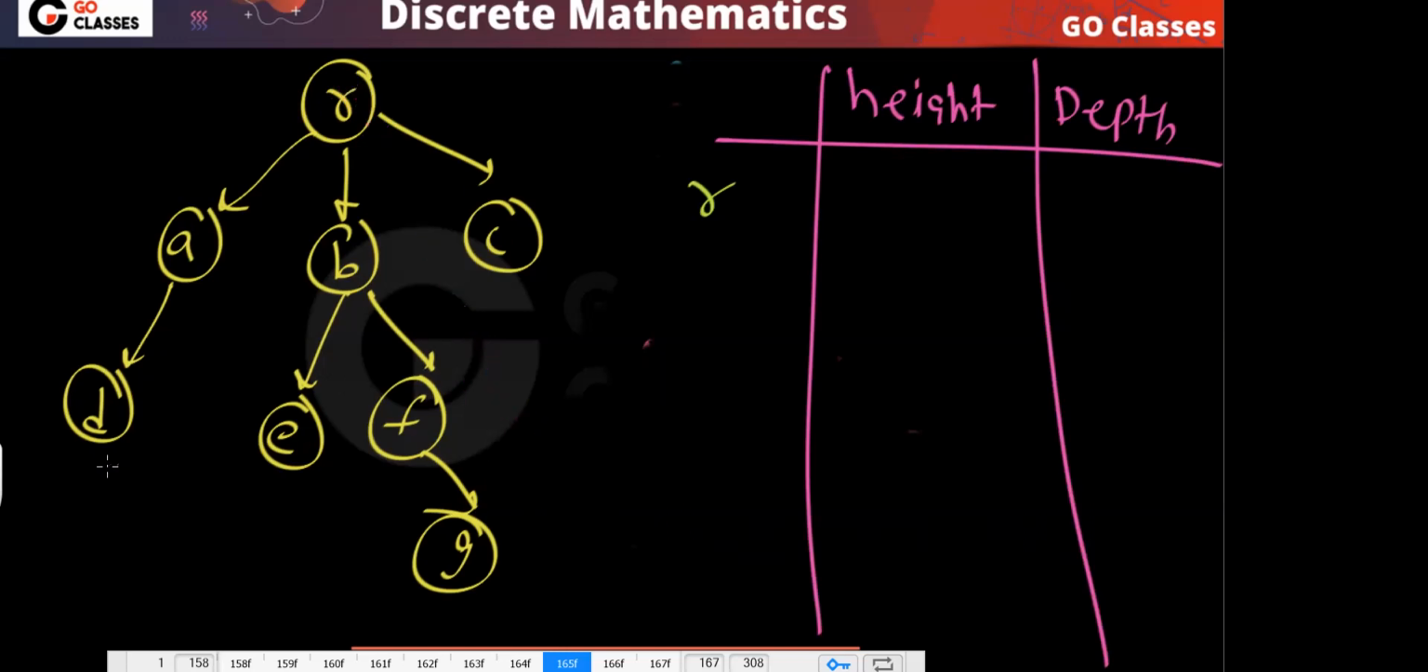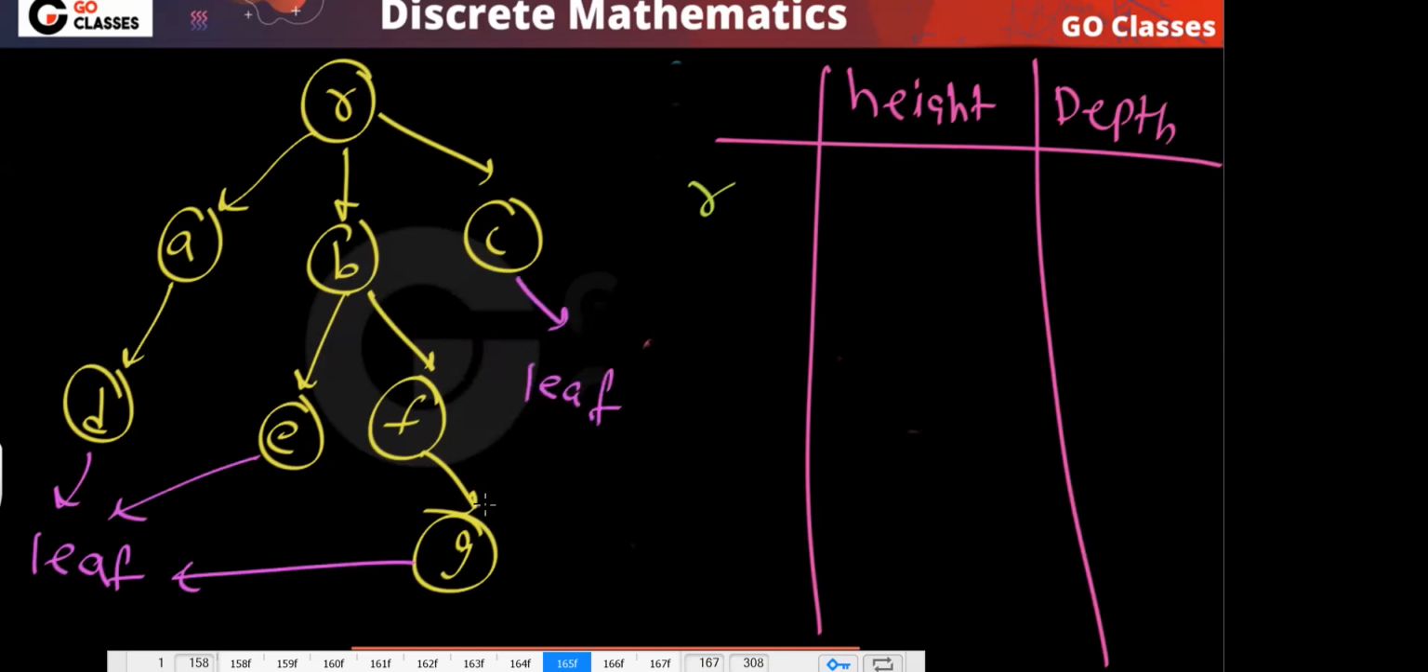Remember, these are the leaf nodes. This is a leaf node, this is a leaf node, this is a leaf node, and this is also a leaf node, because they don't have children. Leaf node means they don't have children. And these are internal nodes, which have children.